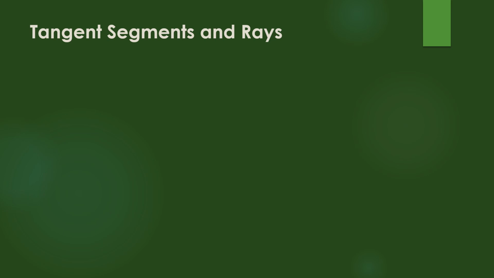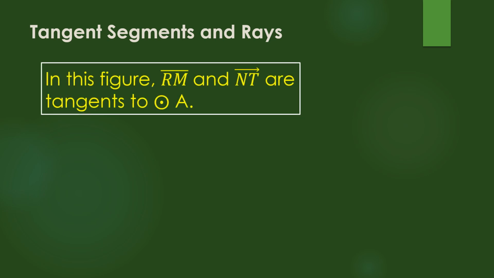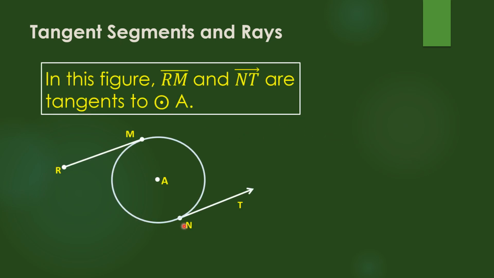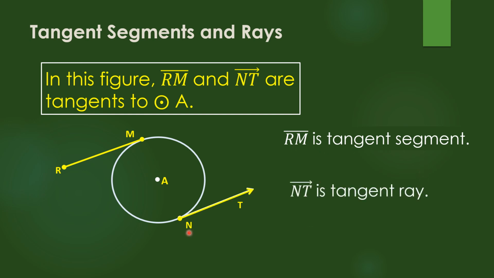Let us identify tangent segments and rays. So in this figure, circle A, line segment RM and ray NT are said to be tangent to circle A. RM here is called the tangent segment, while ray NT is called the tangent ray.